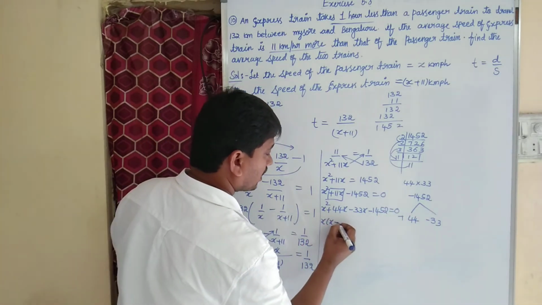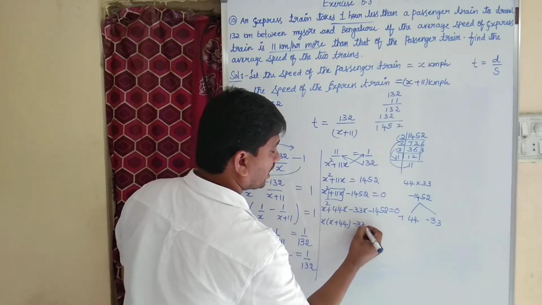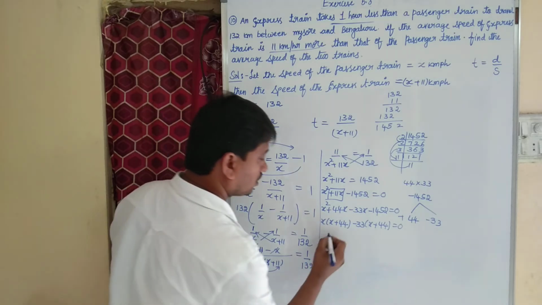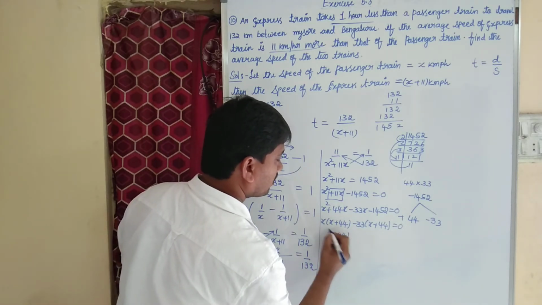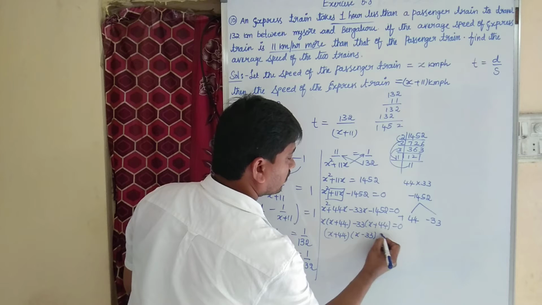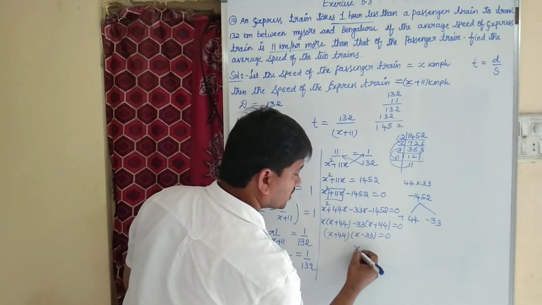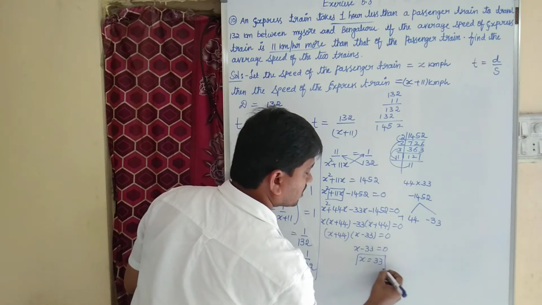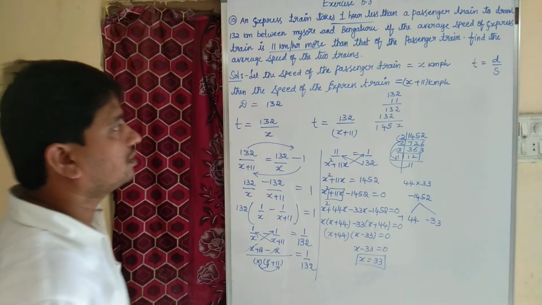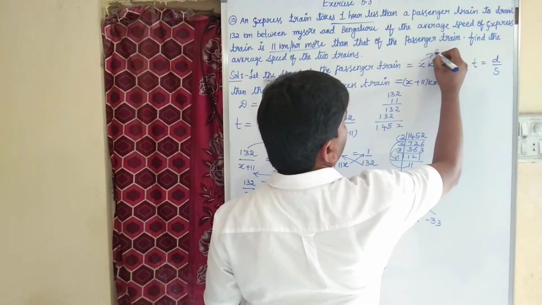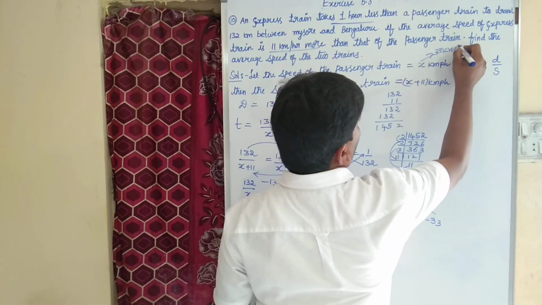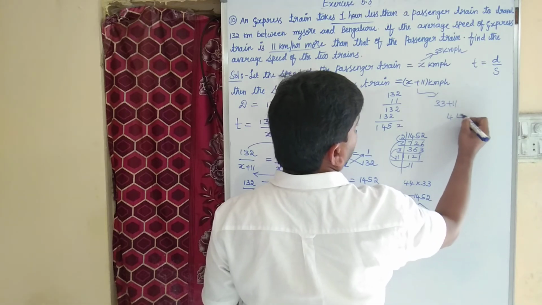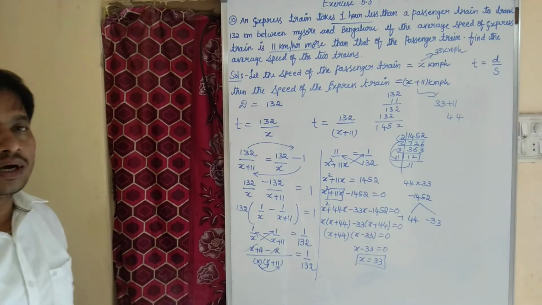If I take x common, I will get x plus 44. If I take minus 33 common, I will get x plus 44 equal to 0. Taking x plus 44 as common, I will get x minus 33 equal to 0. So one is x minus 33 equal to 0. So x equals what? The x value is 33. So what is the speed of the passenger train? It is 33 km per hour. What about the speed of the express train? 33 plus 11, that is equal to 44 km per hour.